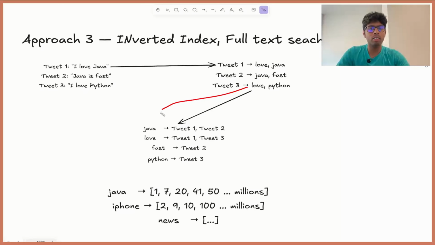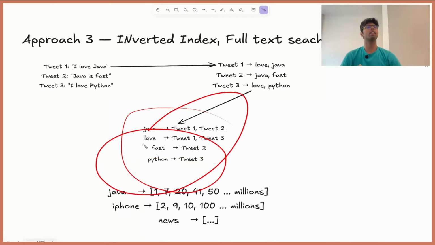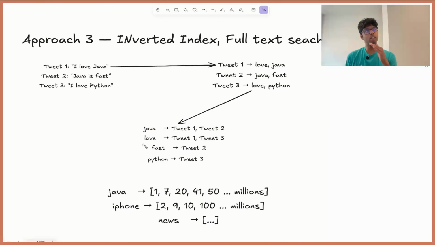Now in our inverted index, we are going to keep the data like this: Java, and in front of it a list of tweets. Love: tweet 1 and tweet 3. Fast: tweet 2. Python: tweet 3. So this is the concept of an inverted index, which is also supported by the database. This approach is actually very good, and it is going to give you the final solution for searching.